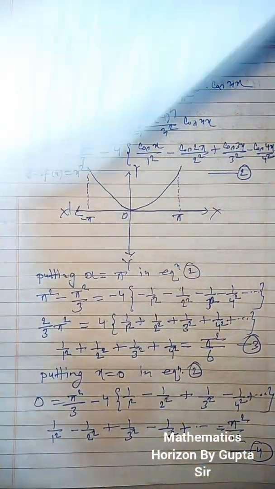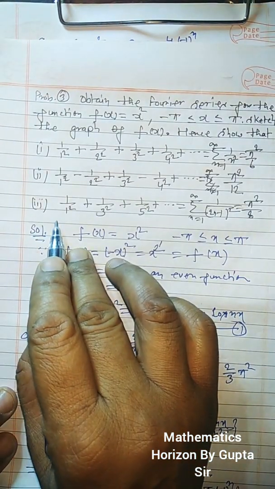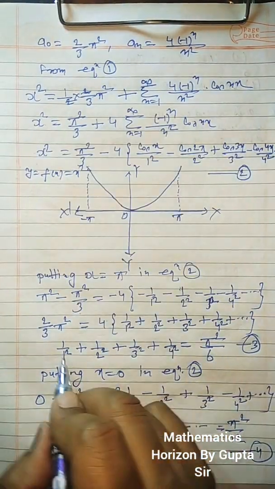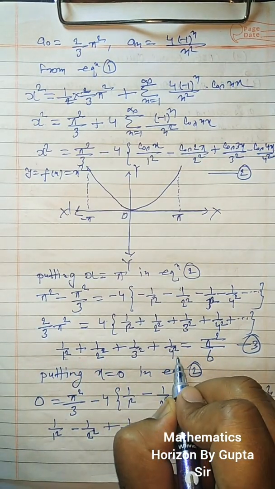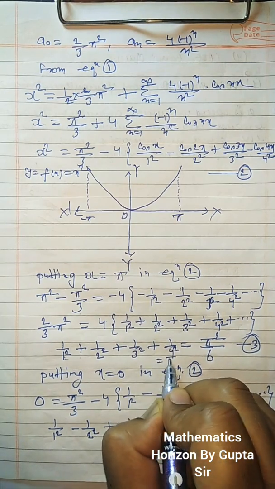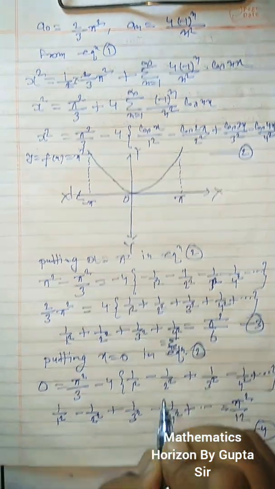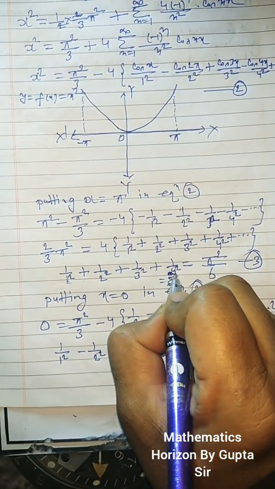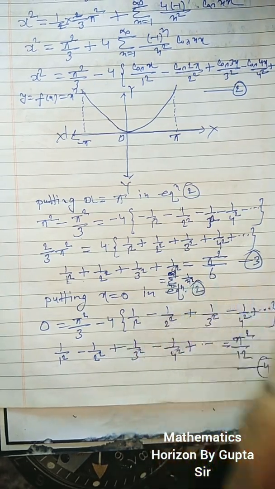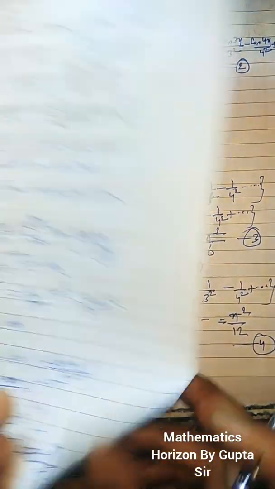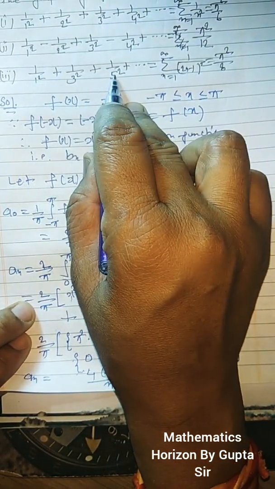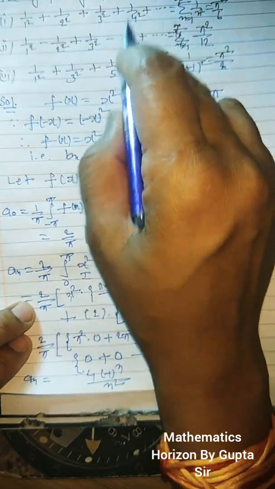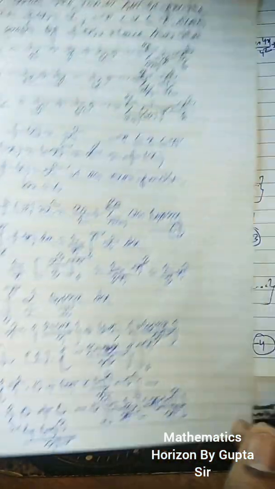Now the third result is 1 upon 1 square, and we can write 1 upon 1 square means 1 upon n square. Also we can write this as summation n equal to 1 to infinity 1 upon n square. Now we have to deduce the third result, 1 upon 1 square plus 1 upon 3 square plus and so on. If we add these two, then we can find out this result.